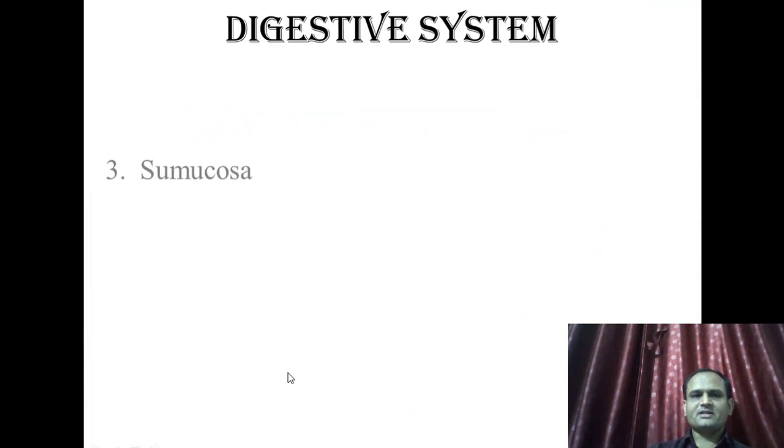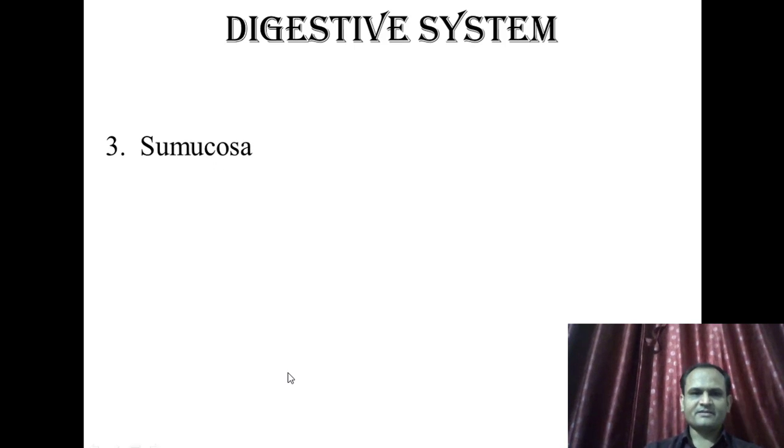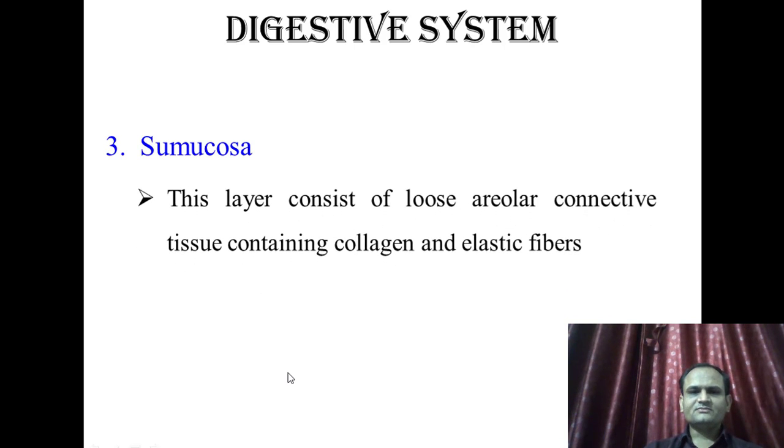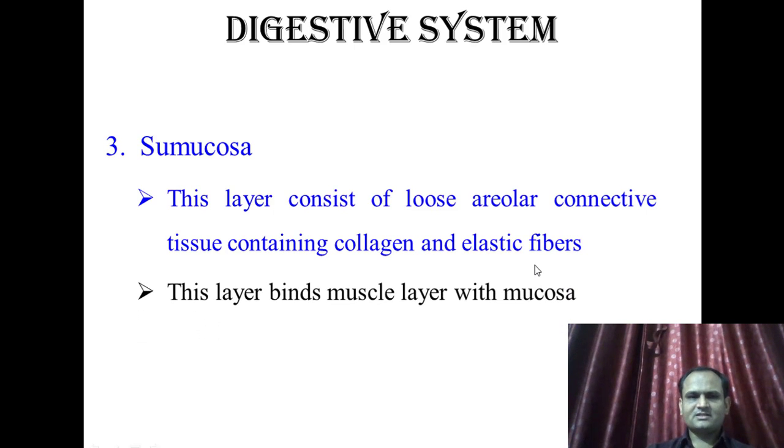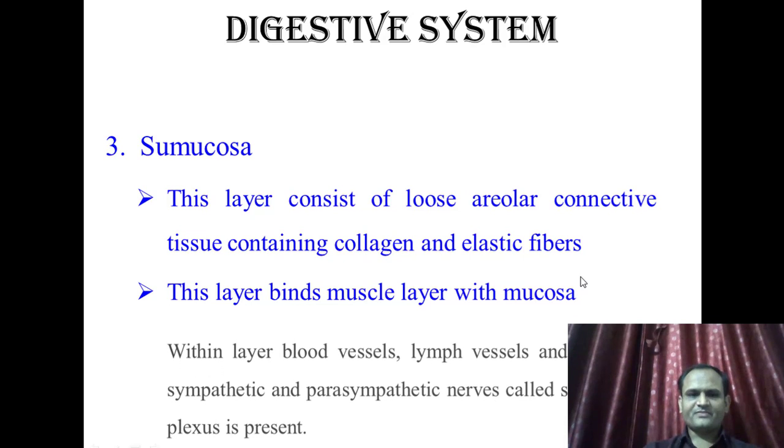Basic structure of the alimentary canal. The third part, submucosa. Slight spelling mistake is there. Submucosa, it is the third layer. This layer is made of loose areolar connective tissue containing collagen and elastic fibers. This is the layer which binds the muscle layer with the mucosal layer. Definitely, this layer is present between the muscle layer and the mucosal layer, so it binds the muscle layer and the mucosal layer.